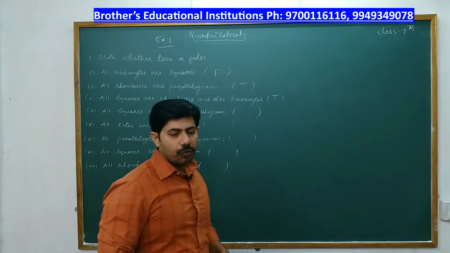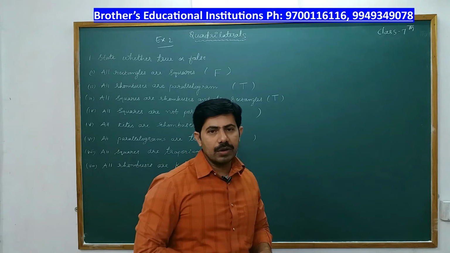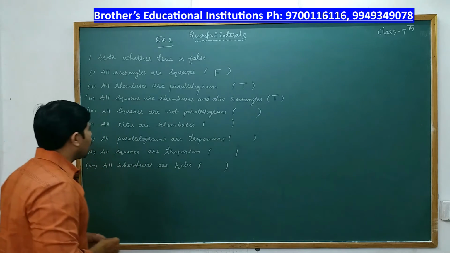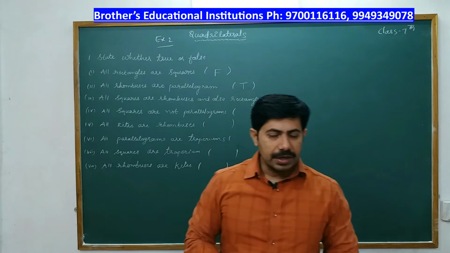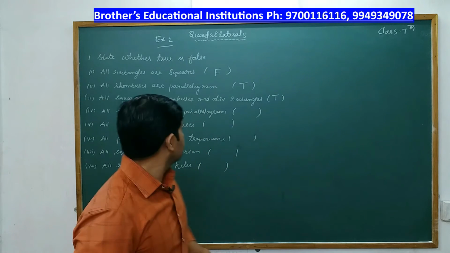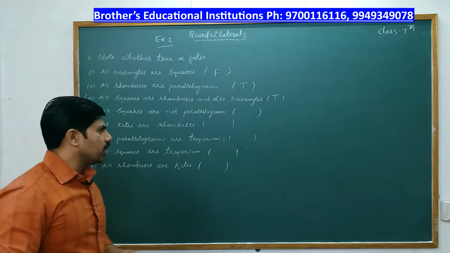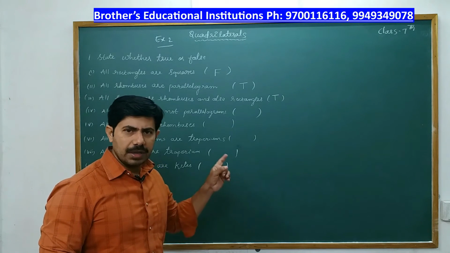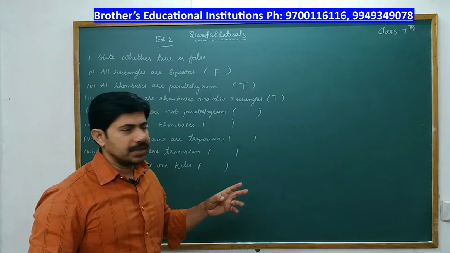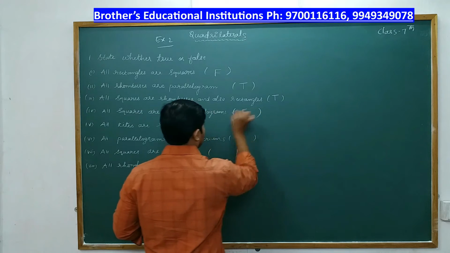Then we have a fourth one. So fourth one is, all squares are not parallelograms. All squares are not parallelograms is a false statement. The reason is, square means all sides are equal, diagonals bisect each other. In a parallelogram diagonals bisect each other, therefore all squares are not parallelograms is a false statement.